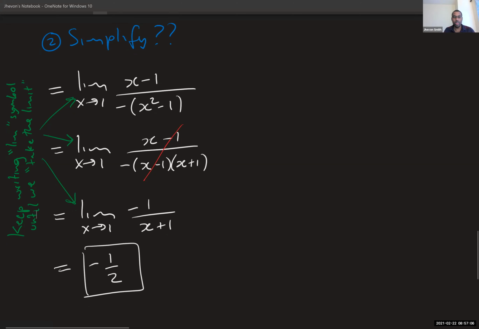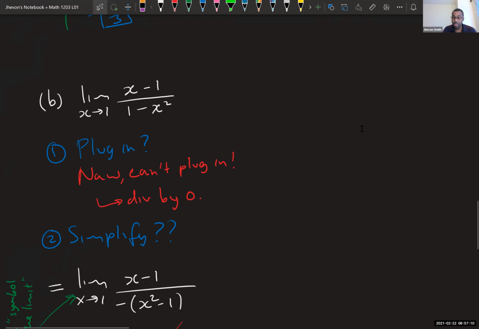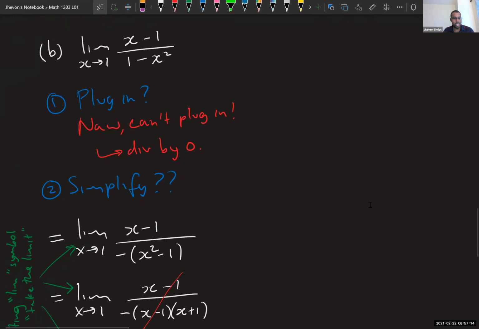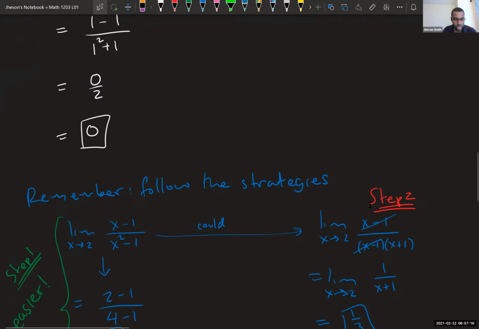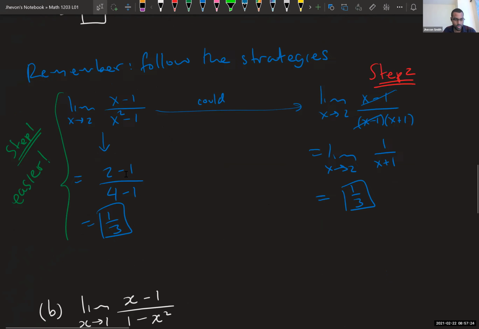So that's it. The first thing you do, think, can I plug in? Doesn't work. Next thing, can I simplify so I can plug in? That's how we're thinking about these problems. It's not just about getting through them. It's about efficiency, right?